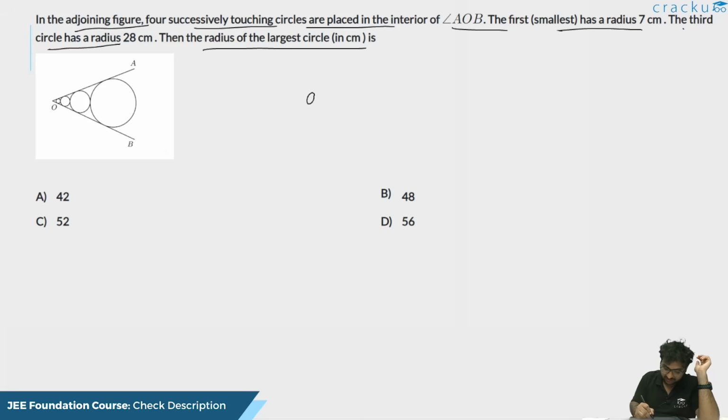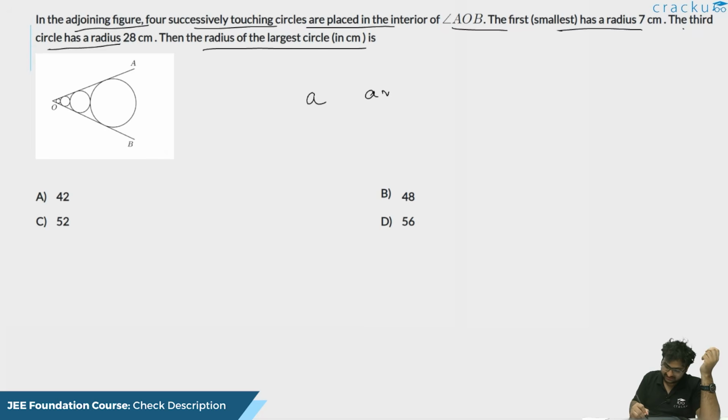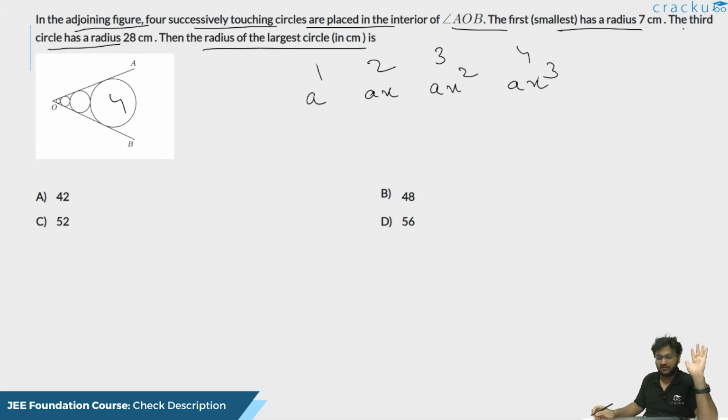So the smallest circle would be what? A, then larger than it would be AR, then AR square, and then AR cube. So this is the first circle, this is second, third, and fourth. So we have been asked the value of the fourth. Where R here is basically the common ratio. So let it be X so that there is no confusion. So AX, AX square and AX cube. So first, second, third, fourth. So to avoid confusion, X is the common ratio.